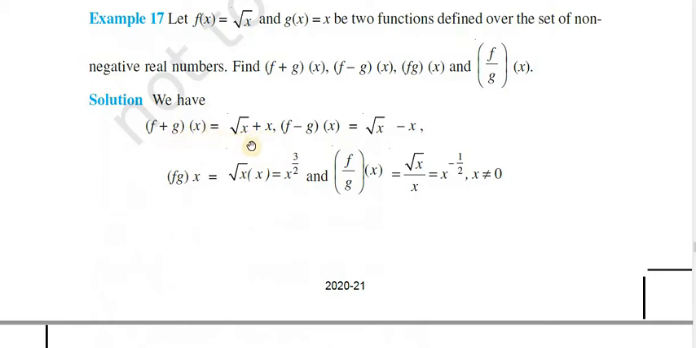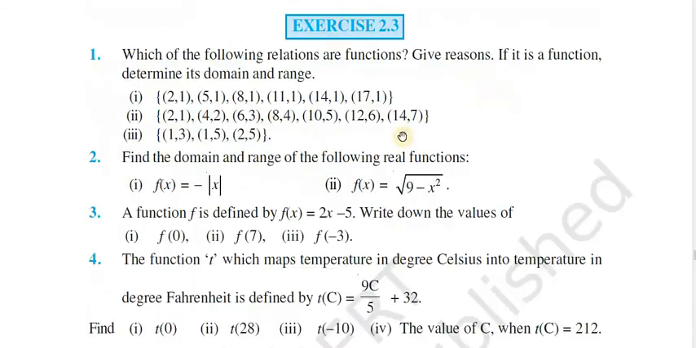Similarly, we can go through this quickly, and you can see f plus g of x is very nice. Okay, but we have a problem here. f by g of x is square root of x by x, but this will be defined only when x is not equal to 0, because at x equal to 0 the denominator becomes 0. Okay, so the domain changes to the set of real numbers minus the point 0.